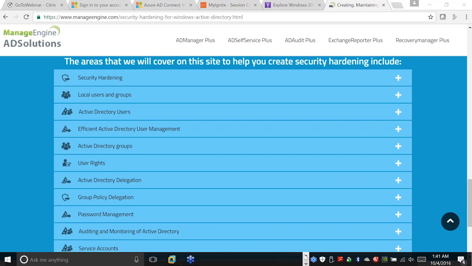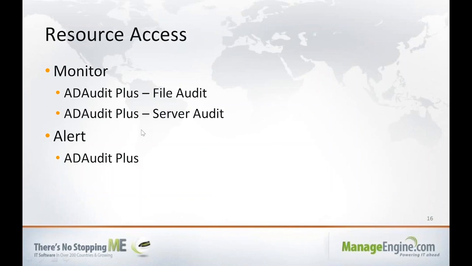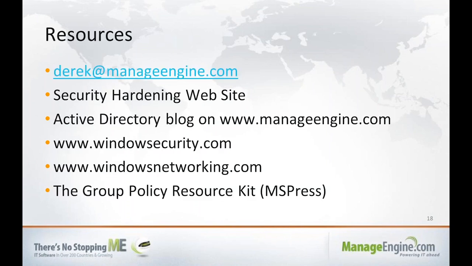This is the tie. This is what it's all about. So this is a way for you to actually see what's going on, but you have to follow the 5 steps. The 5 steps are part of the next generation security hardening, and you have to do it for all of your security areas. We gave you examples for passwords and password policies, authentication protocols, and resource access. But you also have to do it for groups, for service accounts, for privileged access. All of these areas are critical that you set up the correct security and then you monitor and alert. So hopefully this gave you insight.